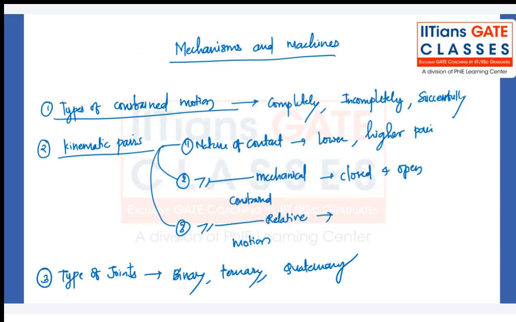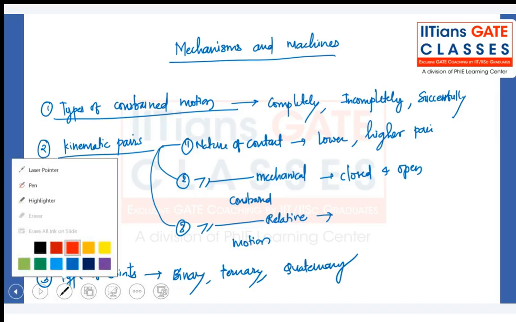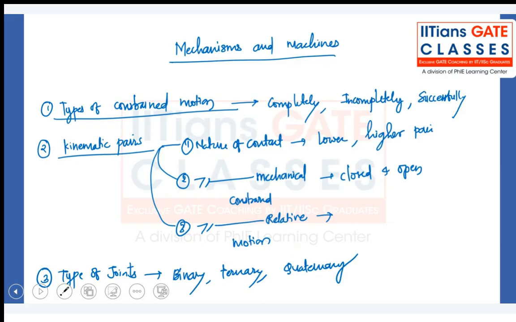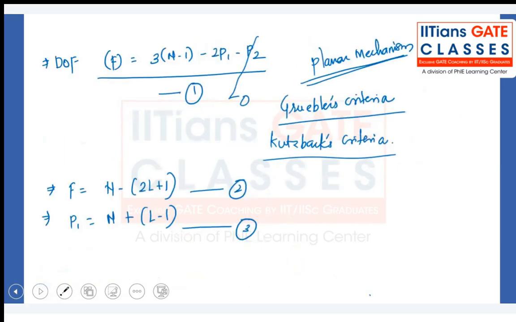Then we understood the different types of constrained motion: completely constrained motion, incompletely constrained motion, and successfully constrained motion. We also understood the different types of pairs depending on the nature of contact, lower and higher pair; depending on mechanical constraints, closed and open pair; and depending on the relative motion, whether it is a turning pair, sliding pair, screw pair, and so on. We also understood the different types of joints: binary, ternary, and quaternary.